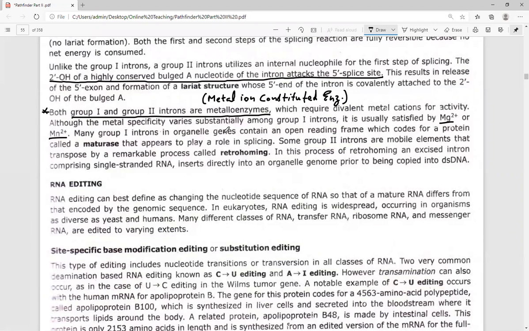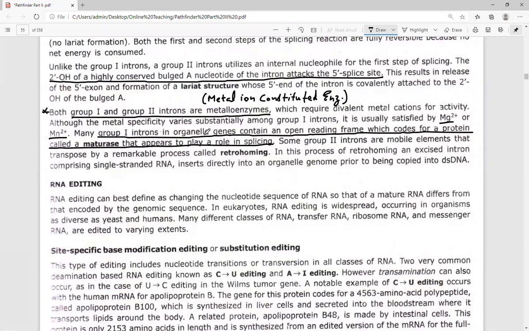Many group 1 introns in organelle genes contain an open reading frame which codes for a protein called maturase. Sometimes the group 1 introns present in organelles may contain an open reading frame. That means it could encode the formation of a protein called maturase that appears to play a role in splicing. So there is another enzyme referred to as maturase, and this maturase helps the process of splicing take place.